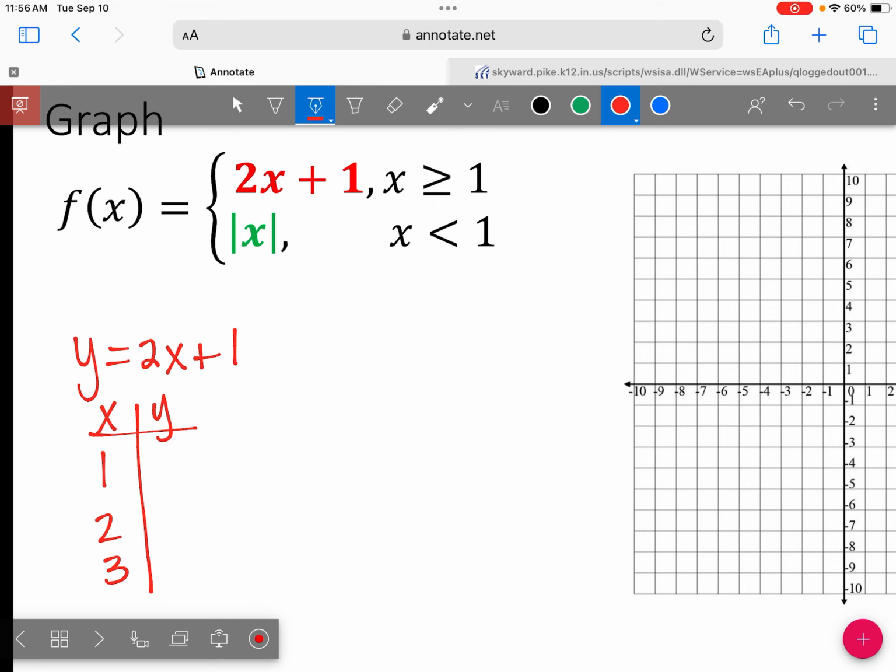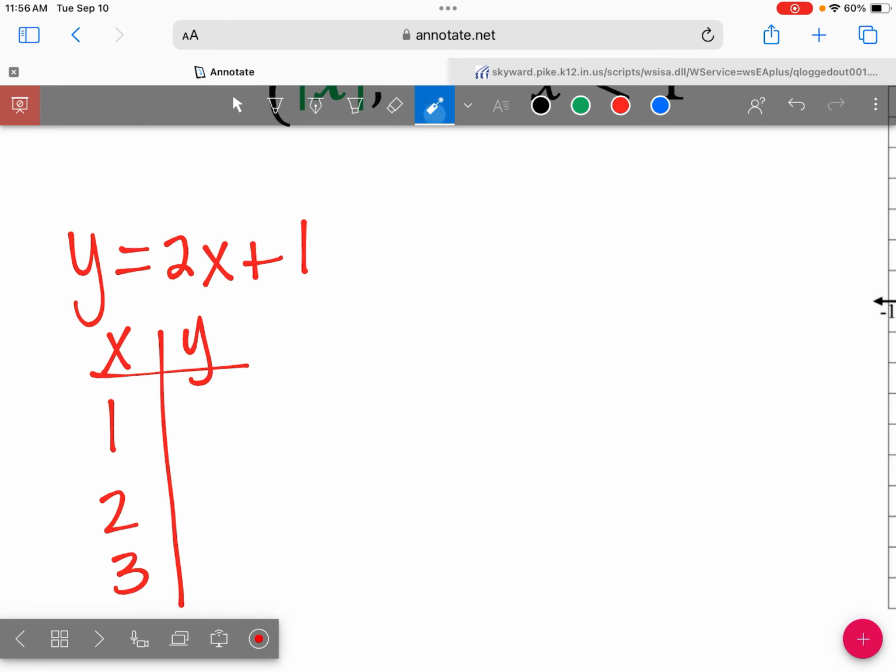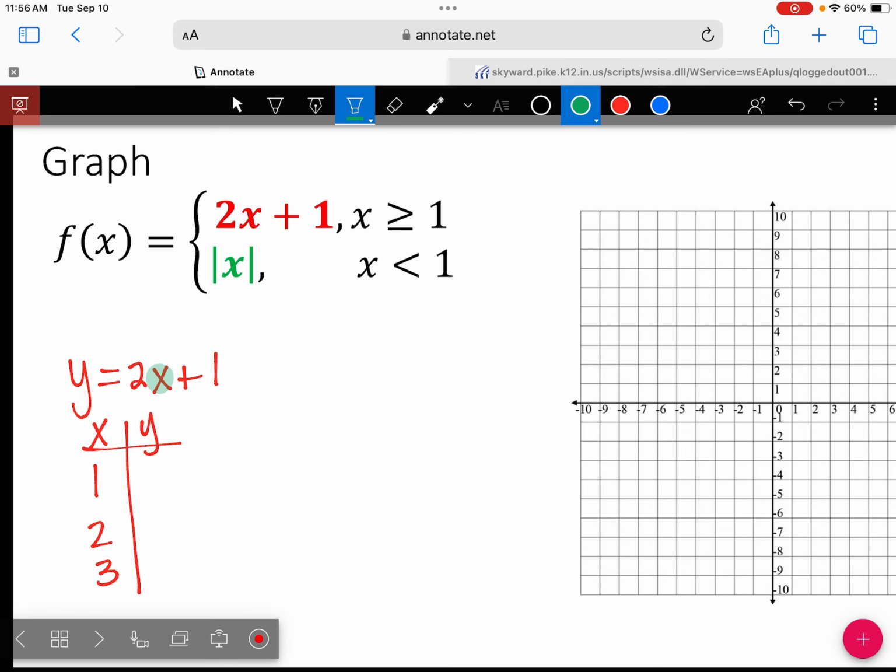So go ahead, pick up your calculators and figure out what these numbers would be when you use this function. If we input a 1, 2, and 3 into that function, what would be my y values? So I'll give you a minute to figure out what they would be. Now, when you're doing this on your own, you can pick whatever you want to pick. It just has to follow the rule, which says x has to be greater than or equal to 1. So could I use 0? No. It only can be greater than or equal to 1.